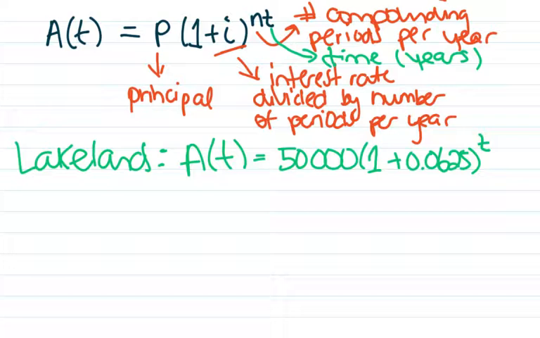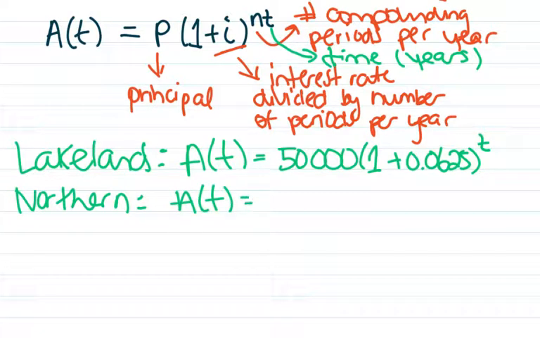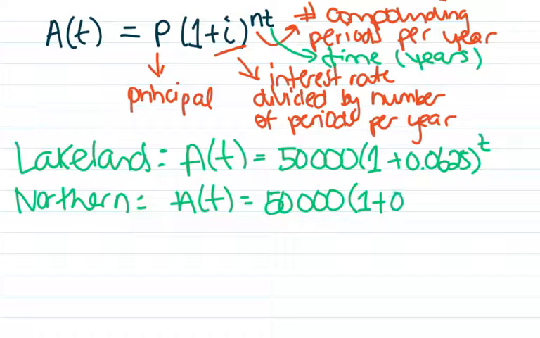And then for Northern, we have the amount as a function of time equals the same principal amount, which is $50,000, times 1 plus, so the interest rate is 6%, but it's compounded semi-annually. So the periods per year would be 2, because it's compounded twice in 1 year. So we need to divide the interest rate by 2. So 6% divided by 2 would be 3%, so 0.03. To the power of nt, where n is the number of compounding periods per year, so that would be 2 because it's compounded semi-annually, times t, which is the number of years.